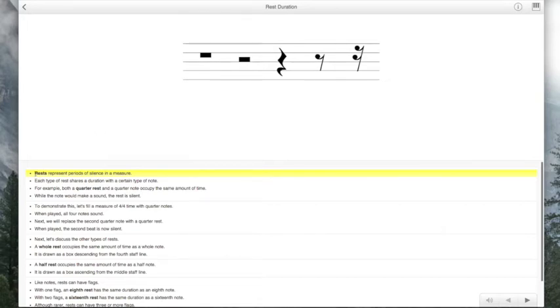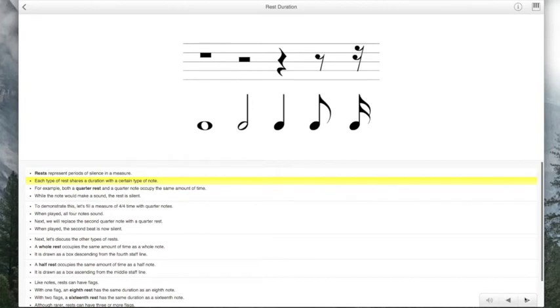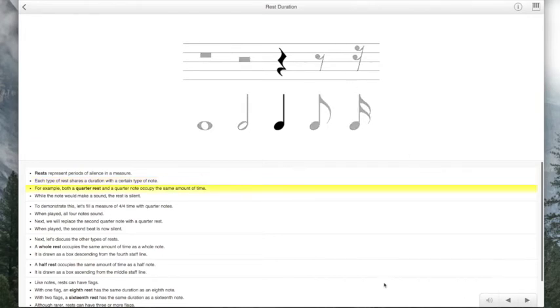And that's what's said here. Rests represent periods of silence in a measure. And each type of rest shares a duration with a certain type of note. We had on the screen before whole, half, quarter, eighth, and 16th notes. And now we have whole, half, quarter, eighth, and 16th rests. Going on. For example, both a quarter rest and a quarter note occupy the same amount of time. And those are the ones that are highlighted here. While the note would make a sound, the rest is silent, but they occupy the same amount of time.